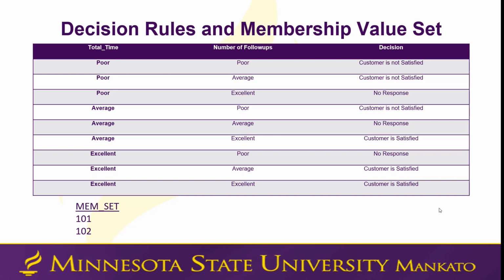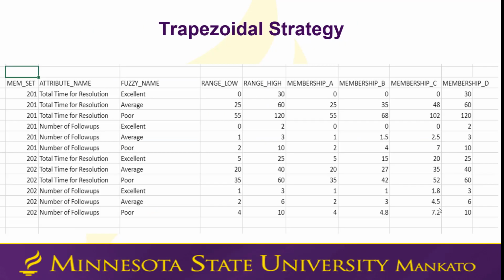But in the case that we have an average total time, which is the difference between the inquiry start time and the end time, and the number of follow-ups is excellent, it means that the customer is satisfied. The membership set that we have is just two: 101 and 102.